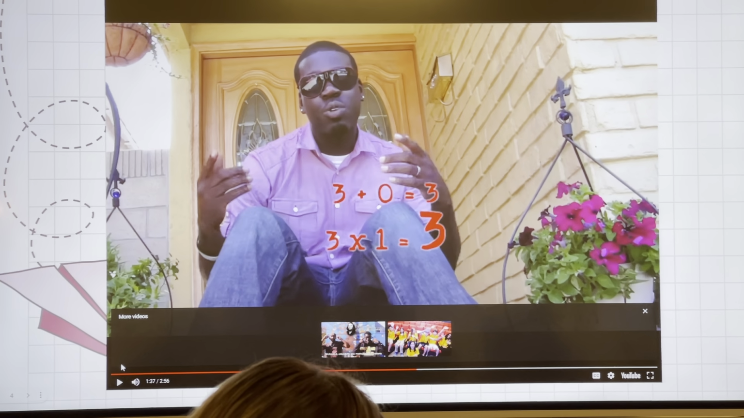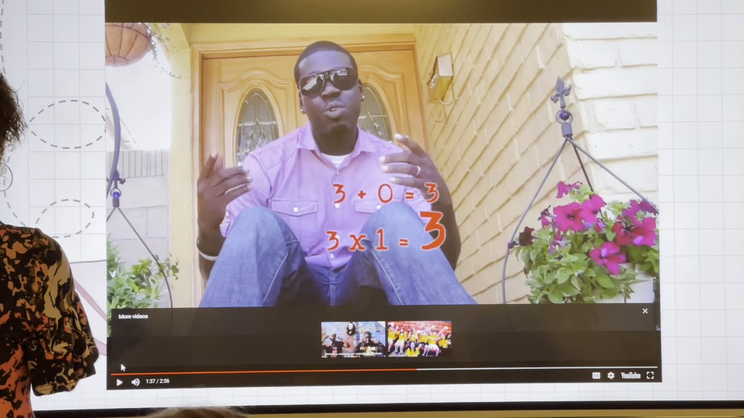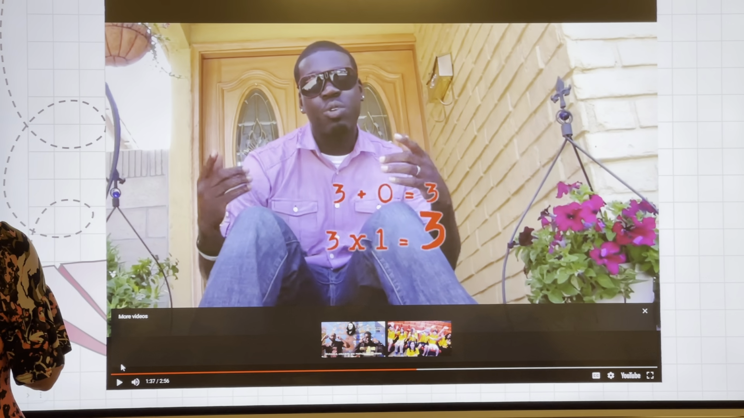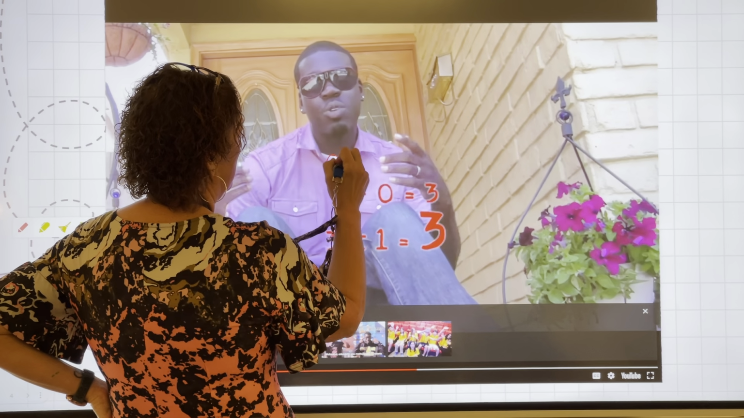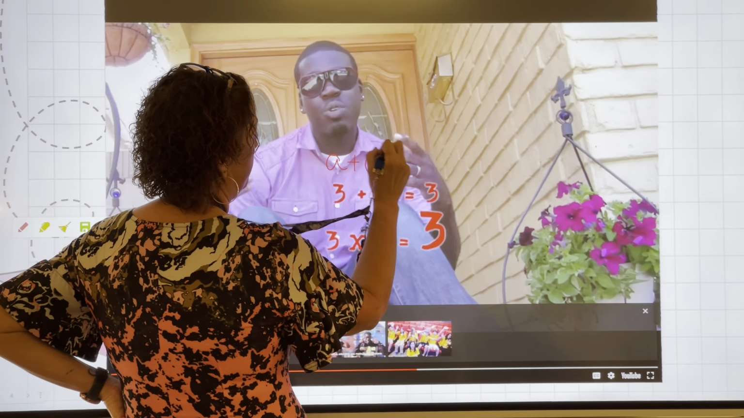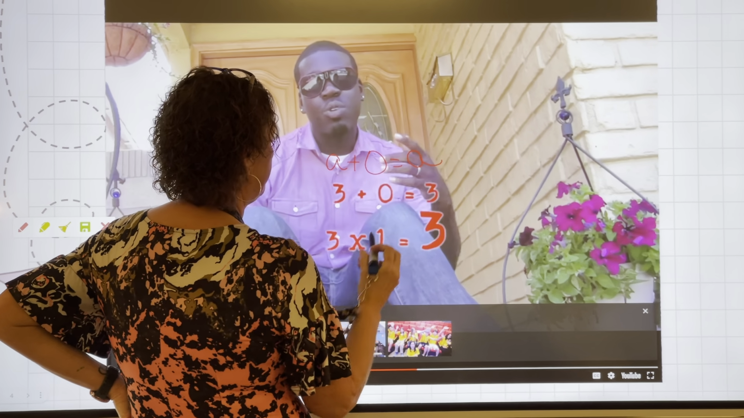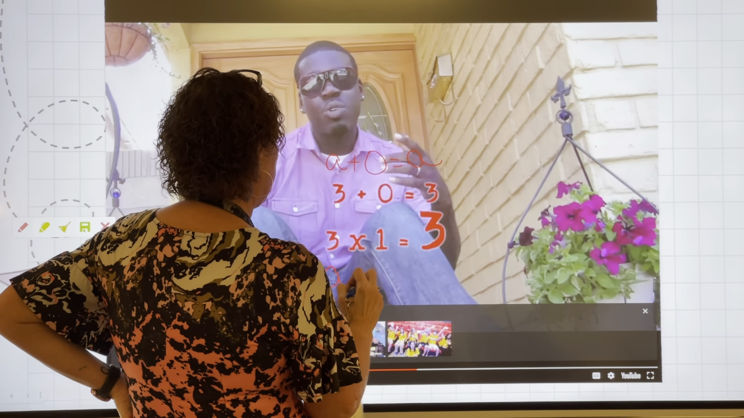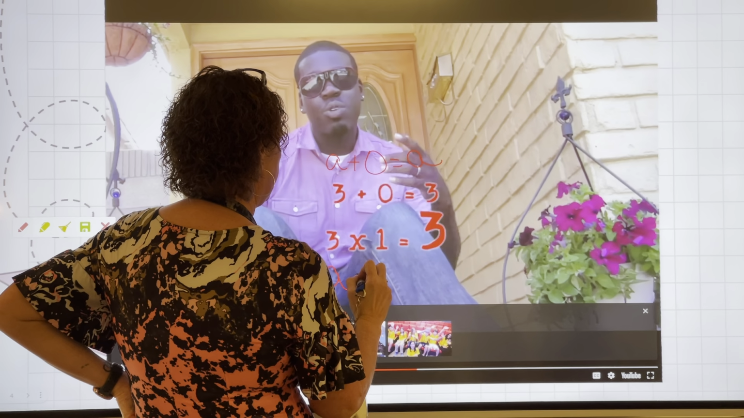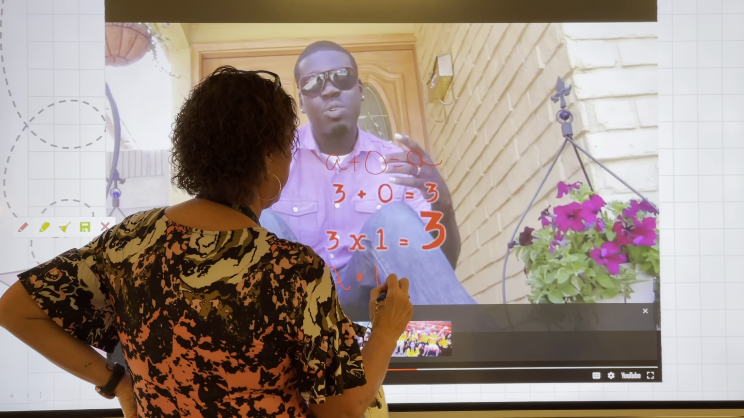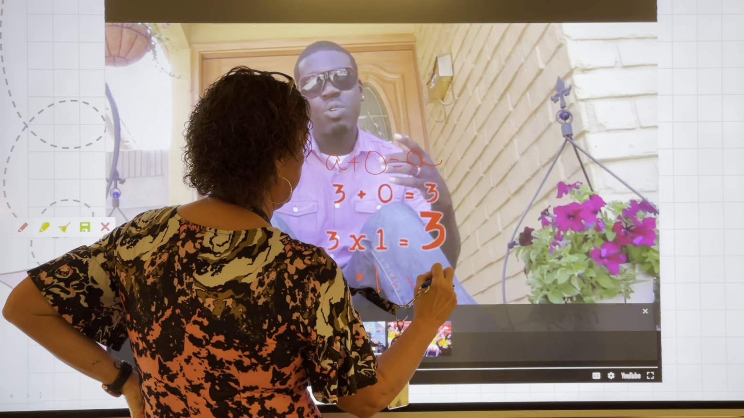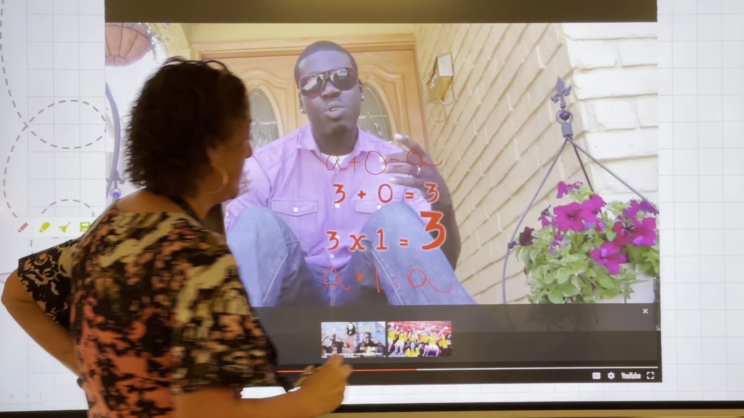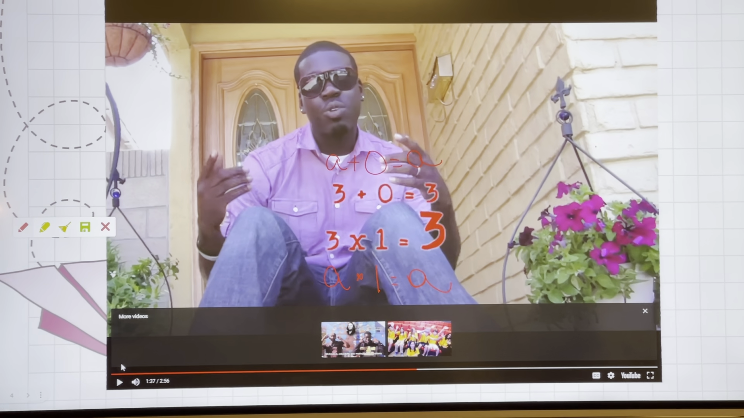What you're also going to see with identity was in the video. A plus 0 equals A is in the video too. But make sure you write those examples down as well. Get down the examples with the variables.